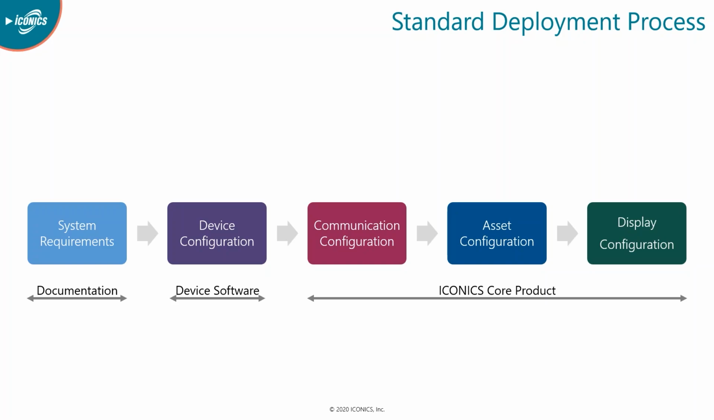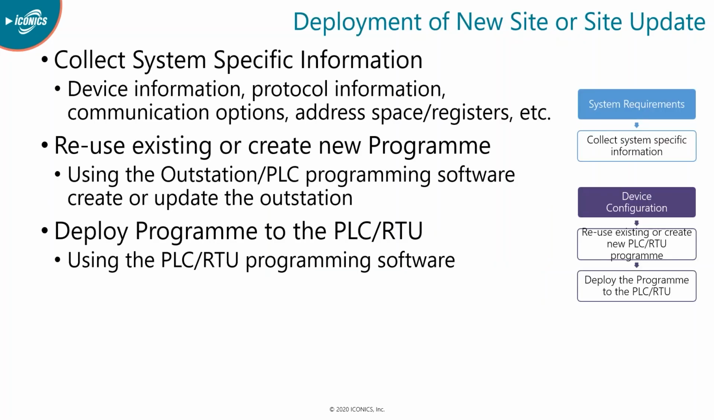To go into a little bit more detail of those items, I've split them out. So as I said, the first 2 steps, which are outside of the Iconics environment, are basically to collect the system-specific information. So that could be what kind of device you want to use, an Allen Bradley PLC, a Siemens PLC, or a variety of different RTUs if you do utilities. Identify what kind of protocol, maybe it's even using MQTT or Azure IoT Hub, and identify what kind of address space and registers you have in use on those sites. And like I said, it's almost like a documentation exercise more than anything else.